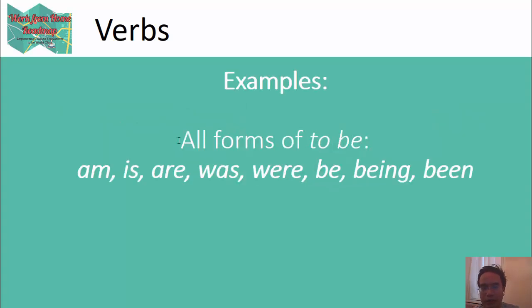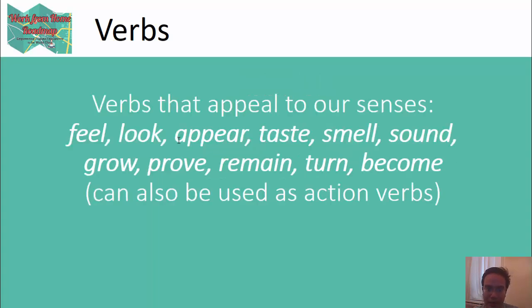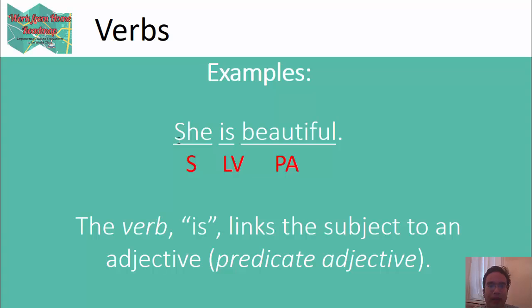Some examples of linking verbs are all forms of to be, which are am, is, are, was, were, be, being, and been. Verbs that appeal to our senses, such as feel, look, appear, taste, smell, sound, grow, prove, remain, turn, become. These can also be used as action verbs, by the way.